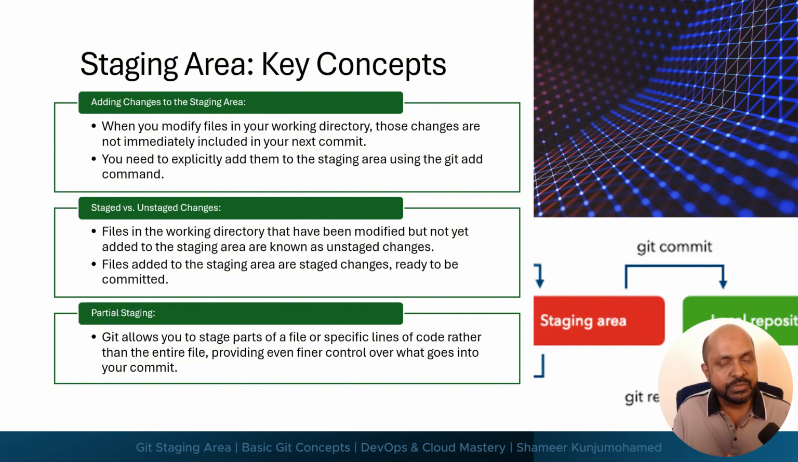This can be done using the git add -p command. The -p stands for patch mode, offering an interactive way to review and select individual changes to include in your next commit.